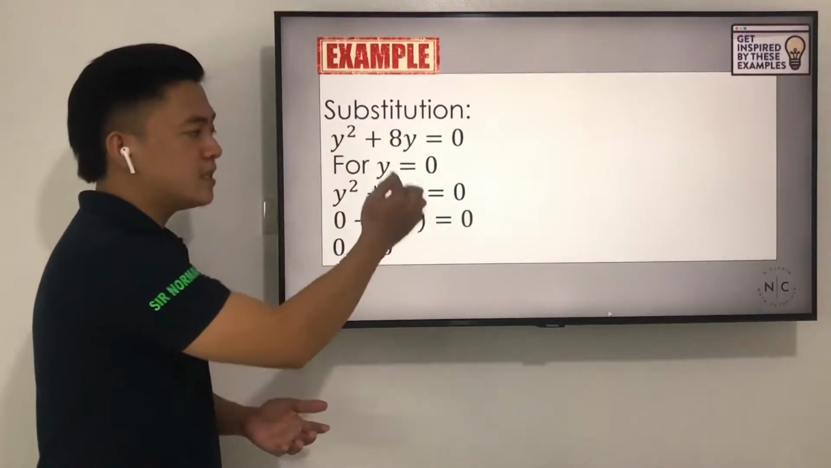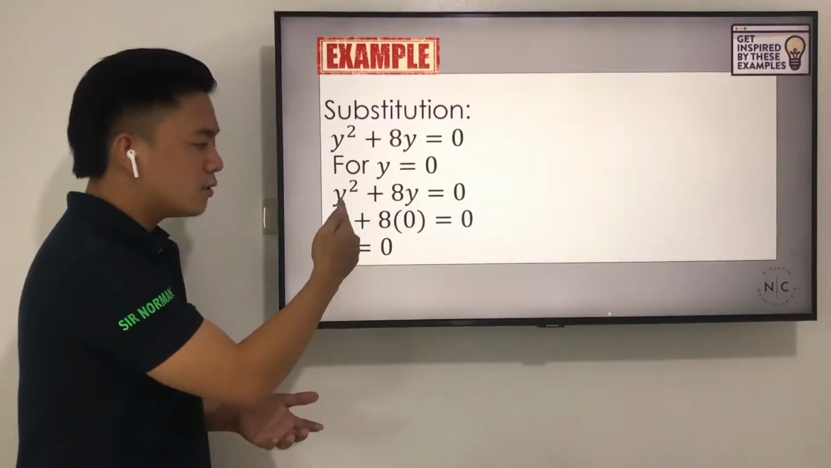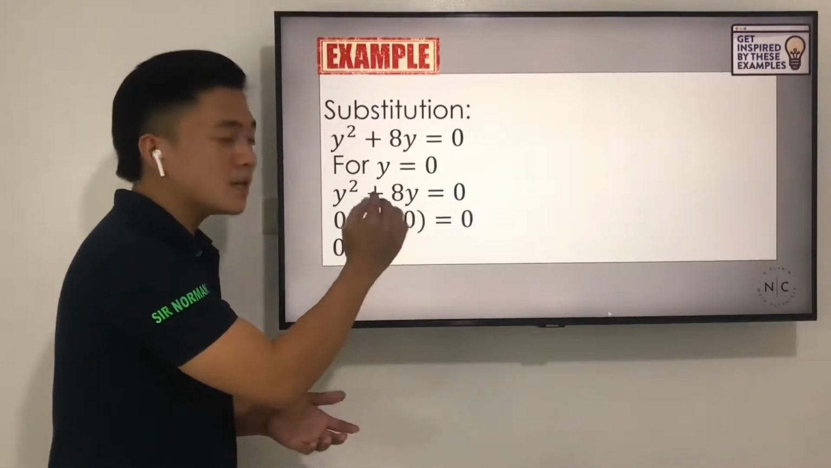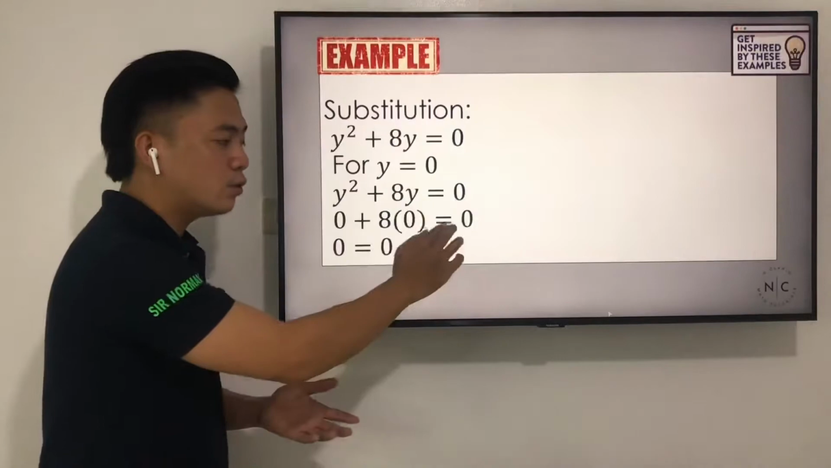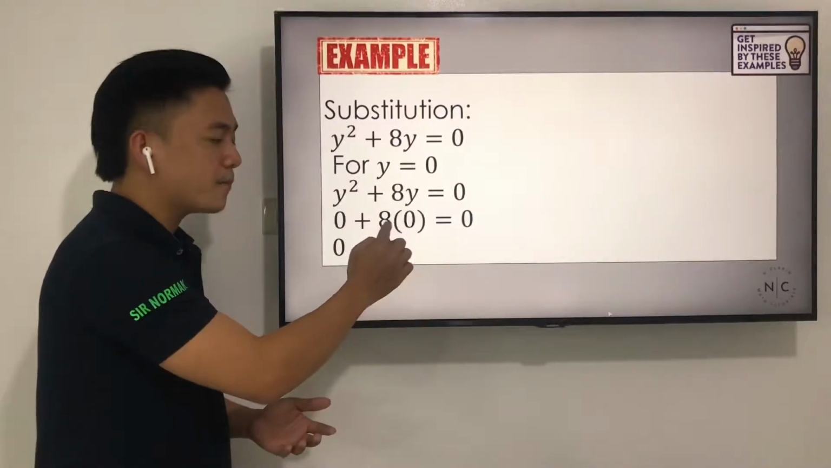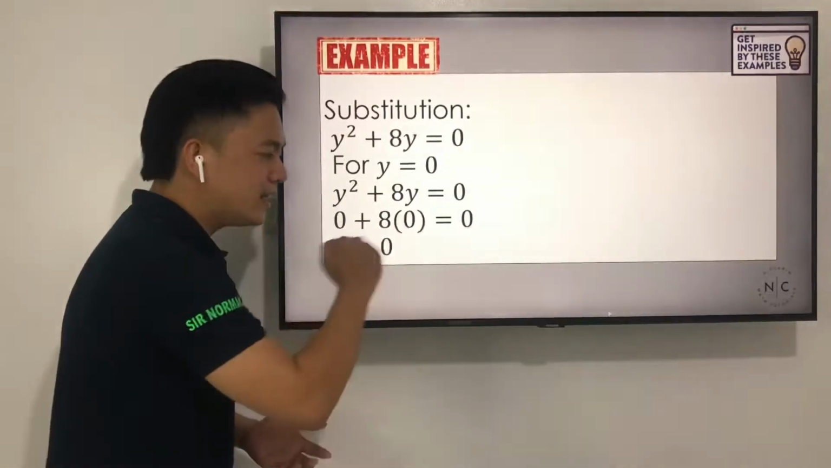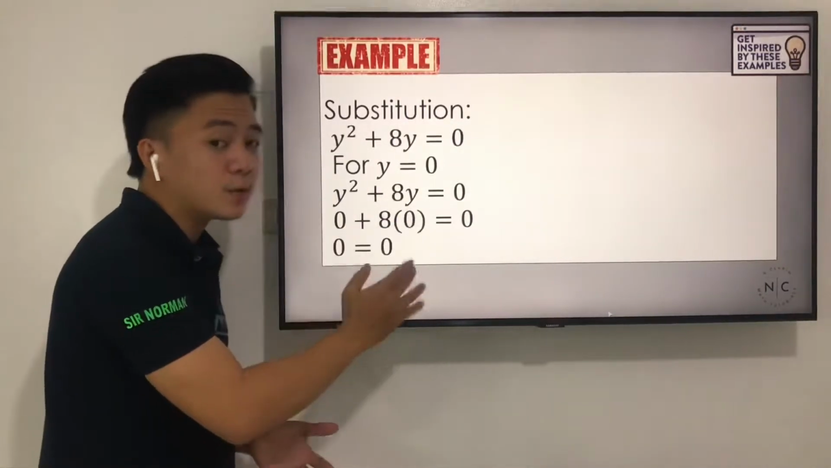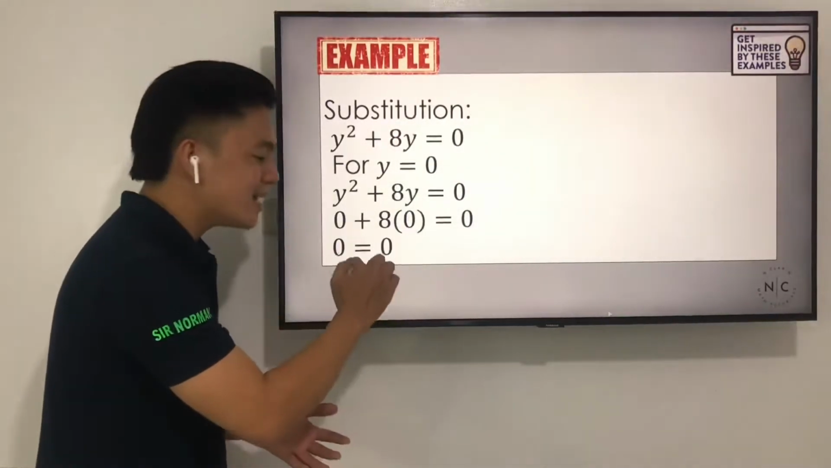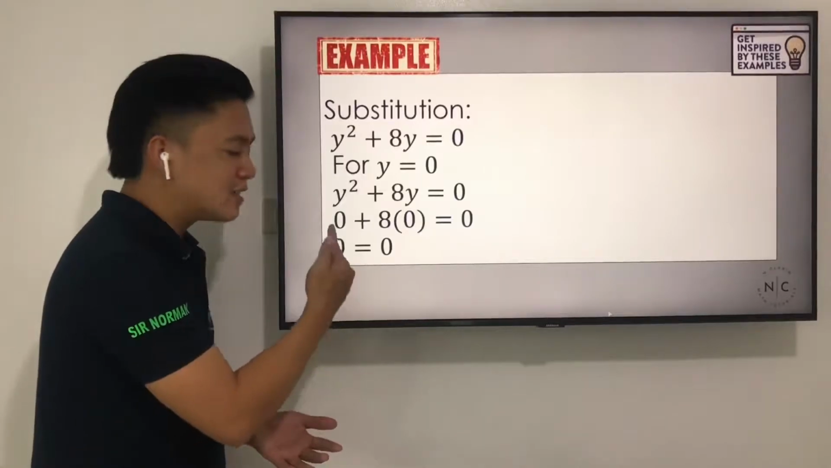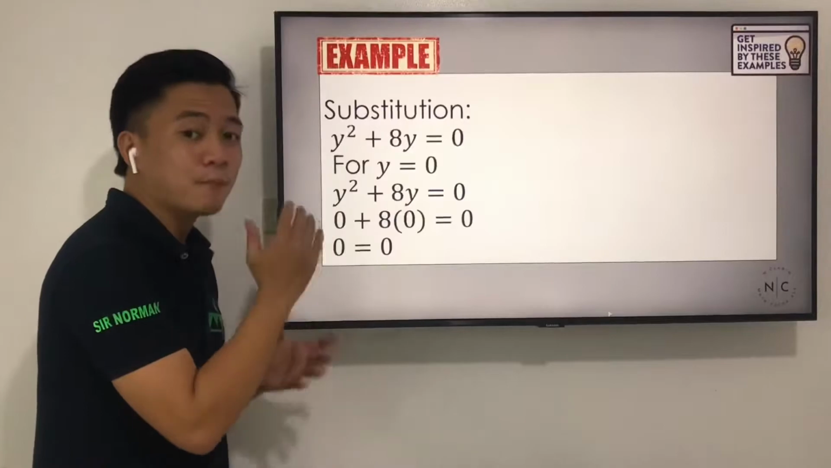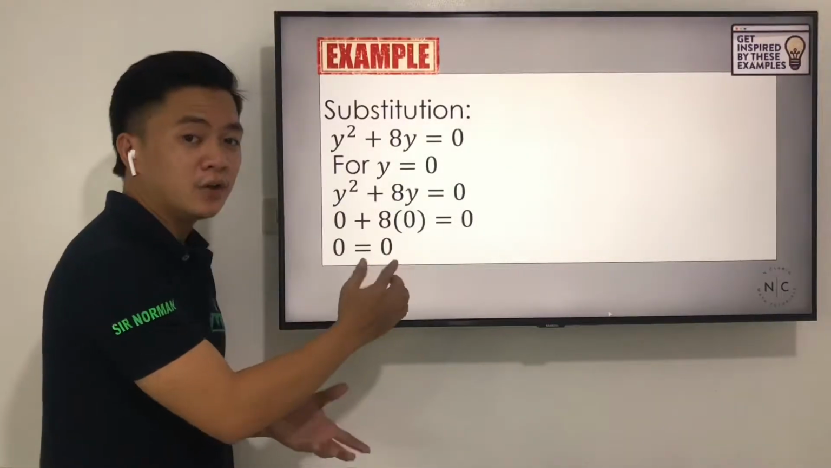So, substitute natin si 0 sa mga y na meron tayo. So, 0 na si y, kaya 0 na yung nilagay ko rito. Plus 8 times 0, kasi nga si y is 0, is equal to 0. So, 0 plus 8 times 0 is 0. So, ang makukuha natin dito kapag in-equate natin is 0 is equal to 0. So, dapat yung ating final answer is pareho kasi nga equal daw sila. So, kung lumabas dyan is 1 is equal to 0, ibig sabihin, mali yung ating answer. Pero kapag ang lumabas is pareho, 0 is equal to 0 dito, is tama tayo.